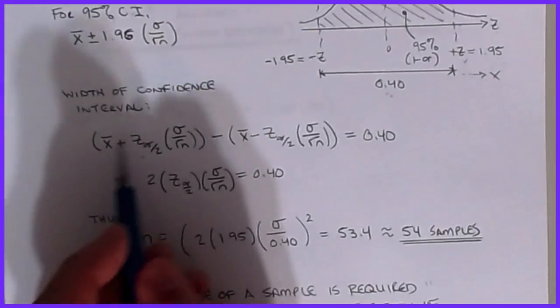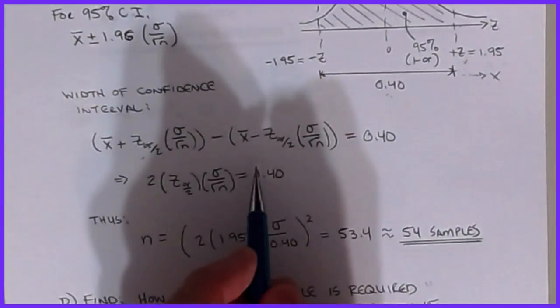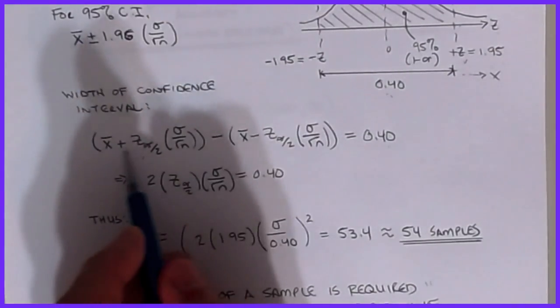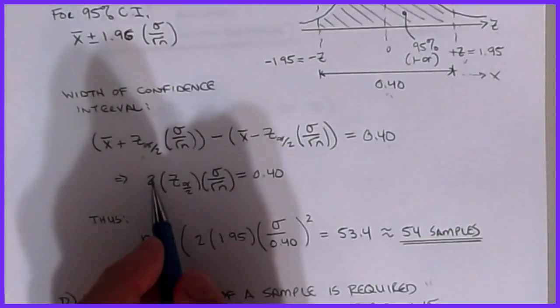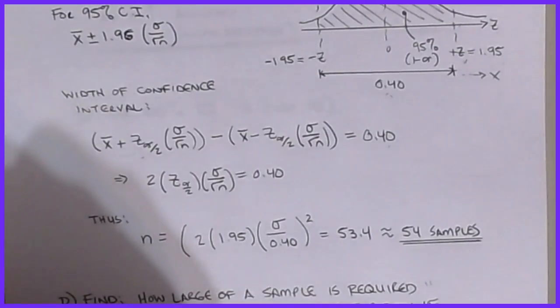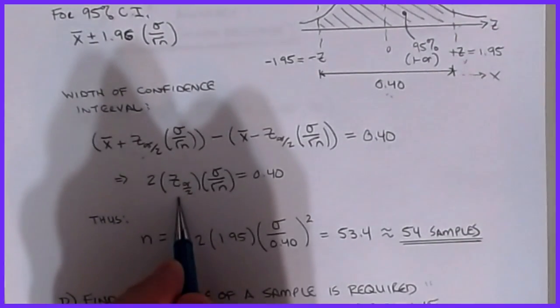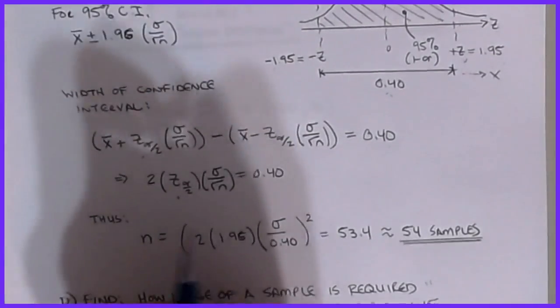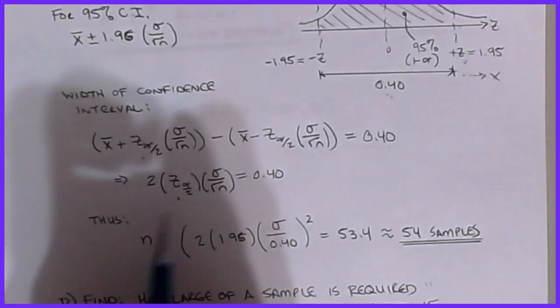So if I take the upper x point and subtract off the lower x point, and I set the width to 0.4, I can do the math and the x bars will cancel, and it becomes 2 times z alpha over 2 times sigma over the square root of n. That's my confidence interval limit, my 1.96 value. Then sigma we know, and n is what we're looking to find.